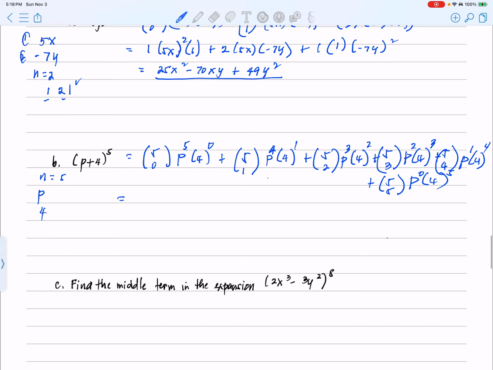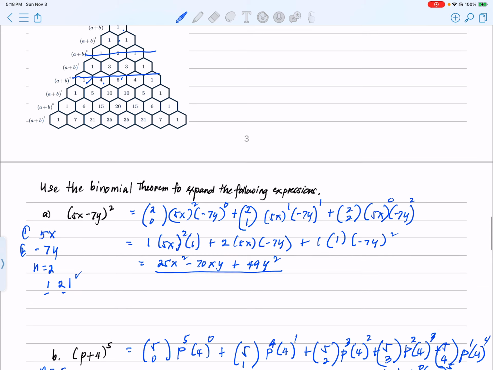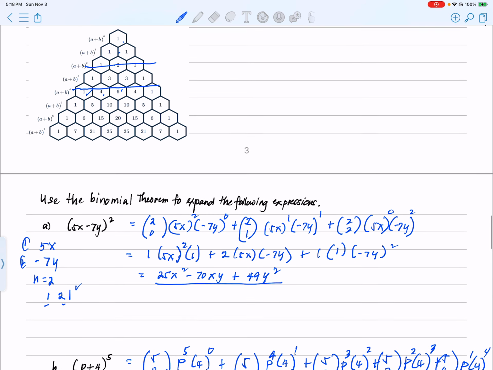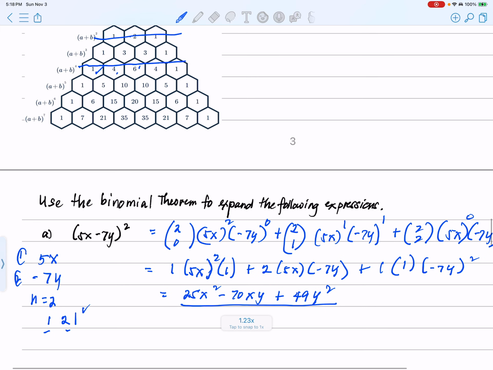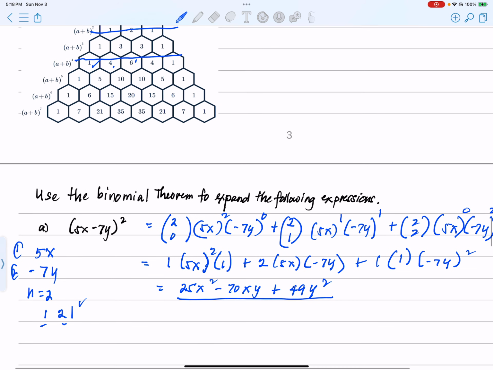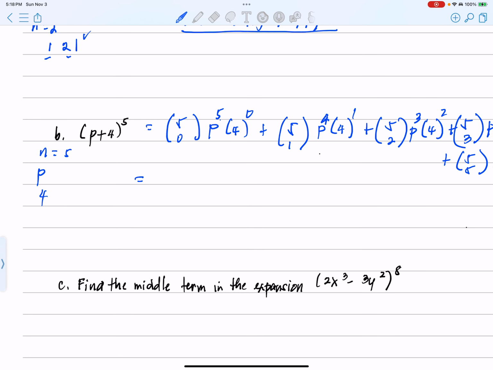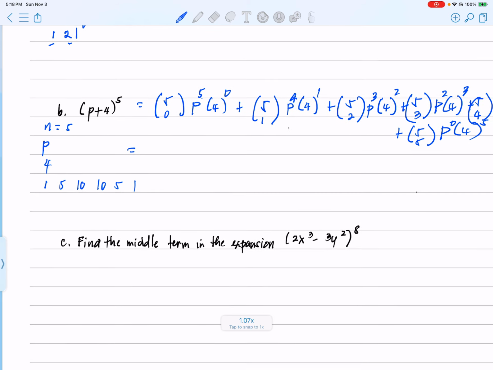Now I'm going to look for the fifth row of Pascal's triangle, b to the fifth. Okay, make it big here. 1, 5, 10, 10, 5, 1. That's b to the fifth. Okay, I'm going to write it here. 1, 5, 10, 10, 5, 1. It's symmetrical. We have 6 terms.